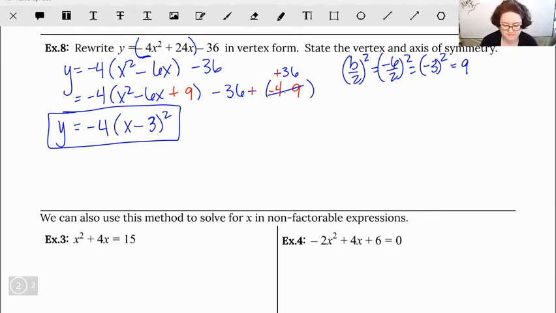Again, just reading off my info, our vertex is going to be at, you had to go right 3, but there's nothing to say if it moves up or down, so it's just at 0. And our axis of symmetry would be x equals 3.